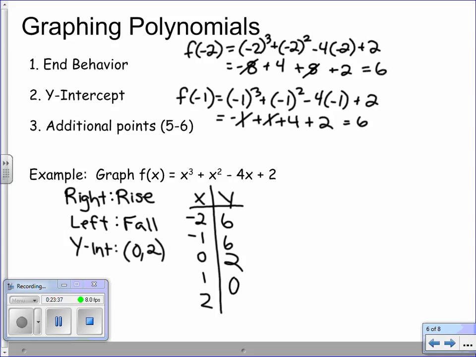Plug in 2. 2 cubed is 8, plus 2 squared is 4, so that's 8 plus 4, which is 12, minus 4 times 2, so minus 8, 12 minus 8 is 4, and 4 plus 2 is 6. Again, 6 is a popular number here in this function. Now, I have gathered 3 bits of information. I have the end behavior, I have my y-intercept, and I have 5 extra points. Well, really 4, including the y-intercept. So I'm going to put these things on a graph.